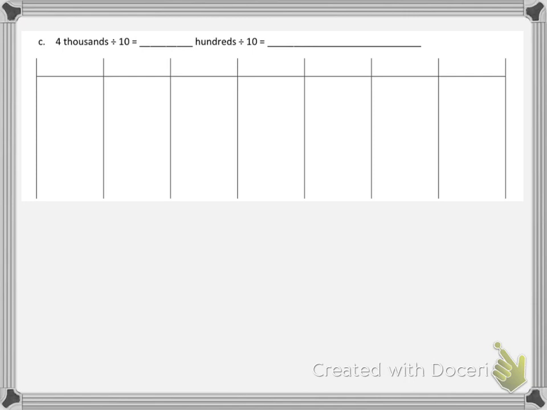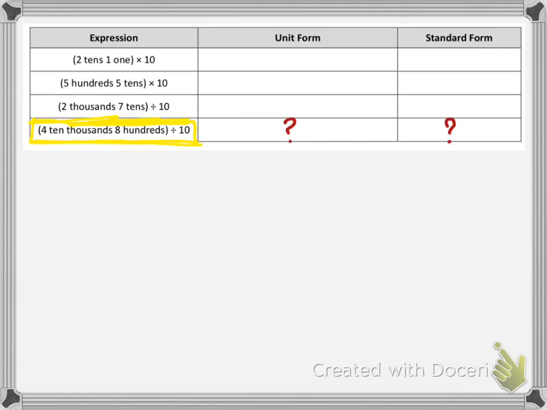All right, guys, now it's time for you to see what you have learned. You are going to answer these 2 blanks. Fill those in, and use the place value chart to help you solve the problem. Good luck. Try this one, 4,000 divided by 10. Fill in the 2 blanks. Use the place value chart to help you. All right, next, 4 ten thousand 800s divided by 10. I just want you to do this problem. Give me the unit form and the standard form for that expression. Use a place value chart to help model it for you.